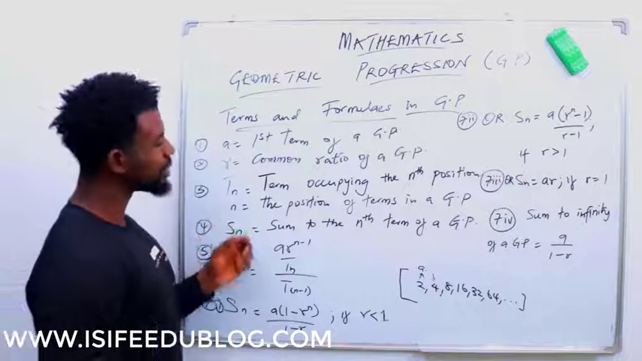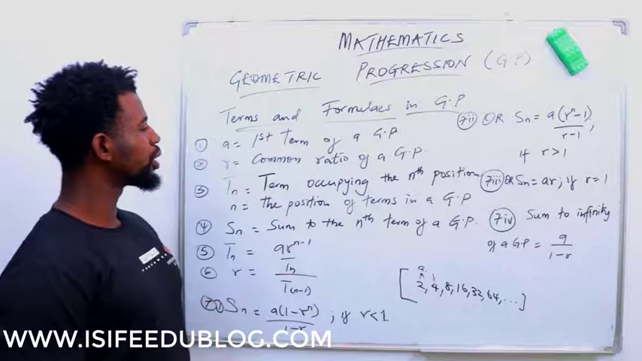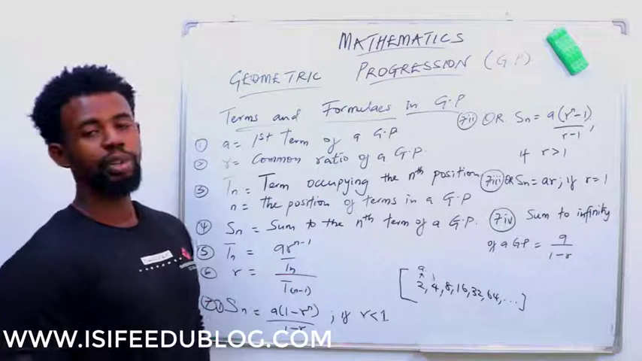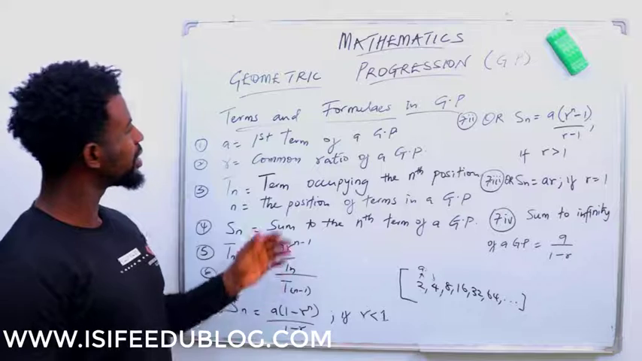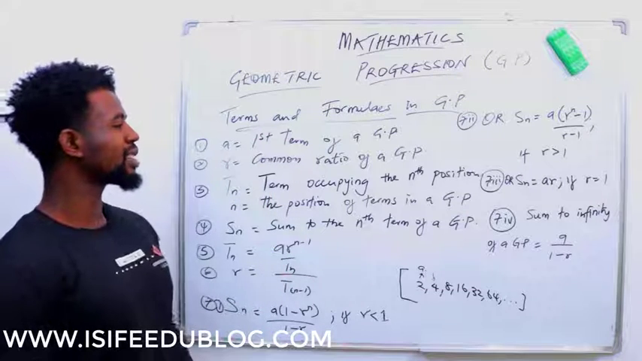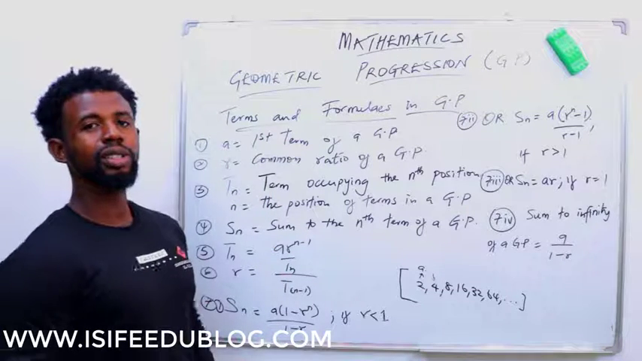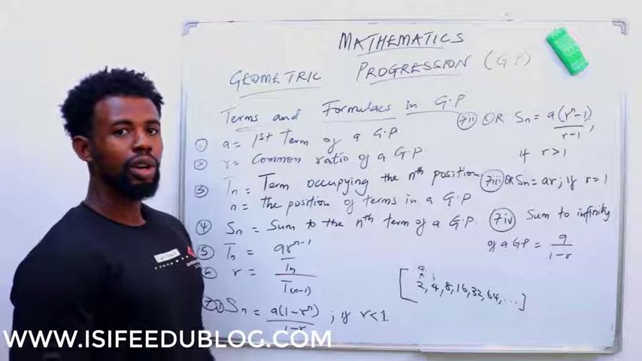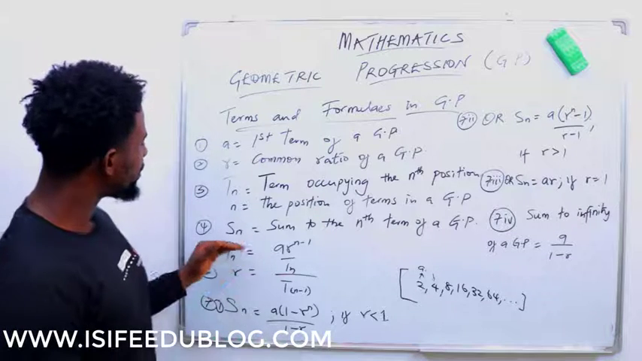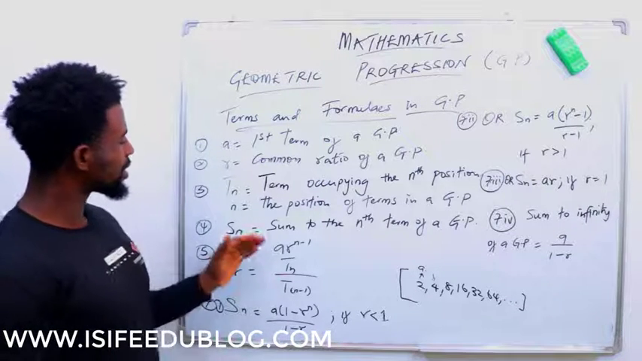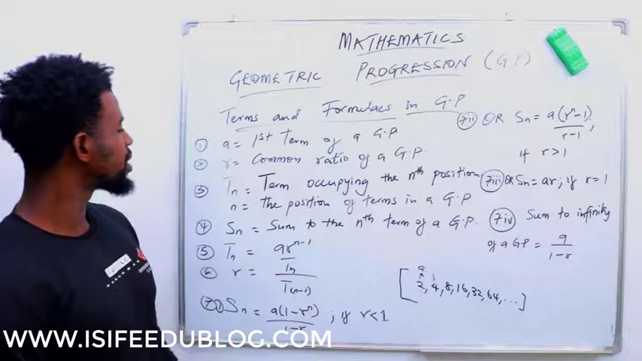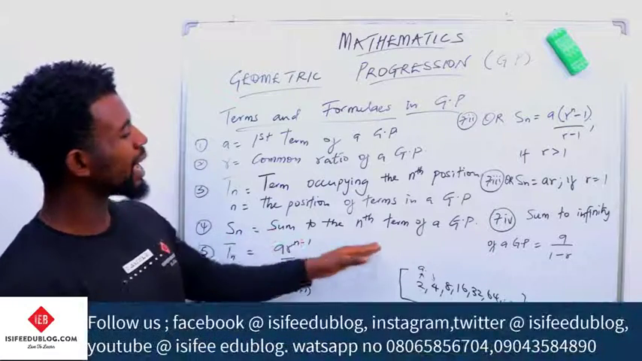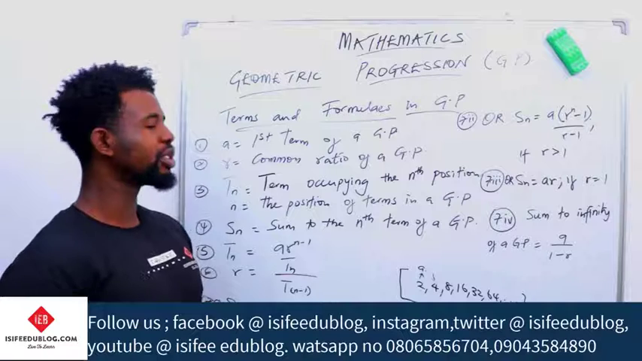Alright, next is N. That N is the position of terms in a GP. So wherever you see N in any GP formula, just know that N is representing position. Alright? So we have Sn. Whenever it's Sn in a GP, it simply means the sum to the nth term of a GP.